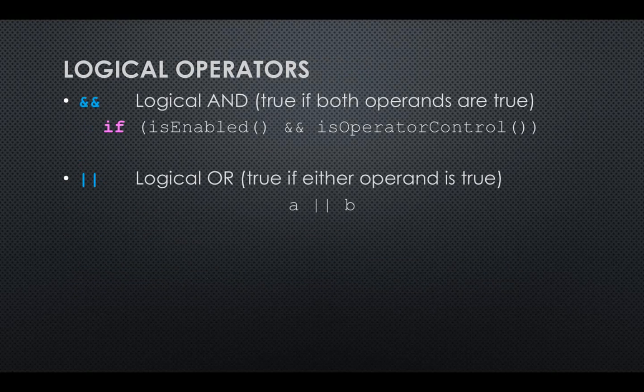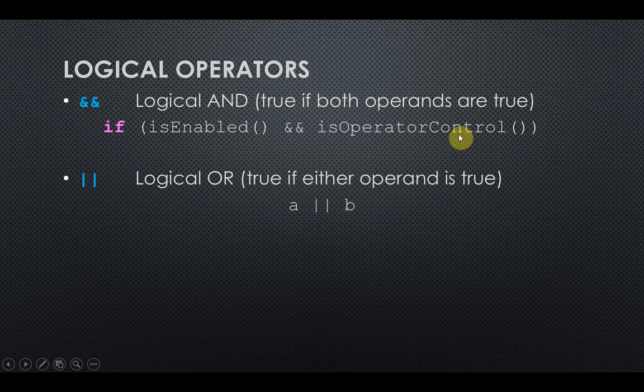The logical operators I already touched on with the double ampersand. That's the logical AND. It has to evaluate to a true or false value. So here's an example of an if statement. If is enabled and is operator control. Both of those are methods, so I'm going to evaluate those methods. How do I evaluate a method? I invoke the method, and in this case, is operator control returns a Boolean value, and is enabled returns a Boolean value.